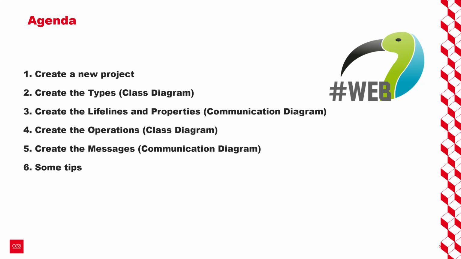Let me guide you through the steps to create the online bookshop example. We'll follow this plan. First, we'll create a new project. Then, we'll define the types using the class diagram. Next, we'll add the lifelines in the communication diagram. After that, we'll set up the operation in the class diagram. We'll then add the messages in the communication diagram. Finally, we'll wrap up with some tips and conclusion.